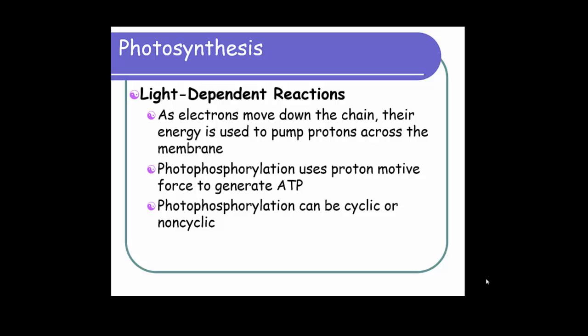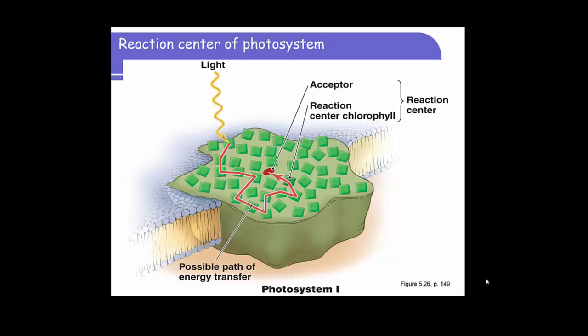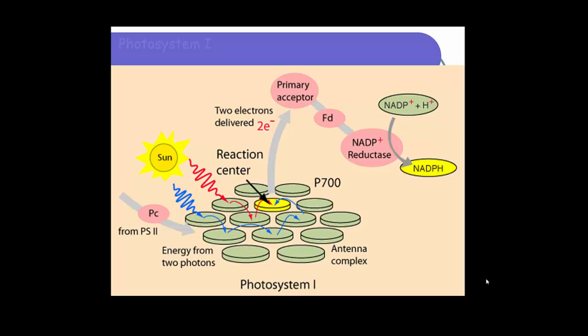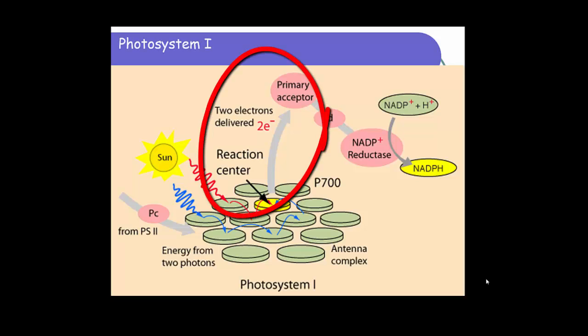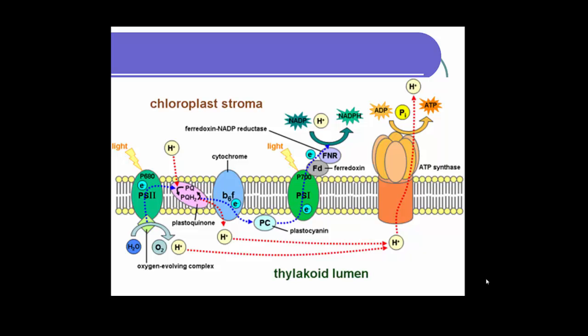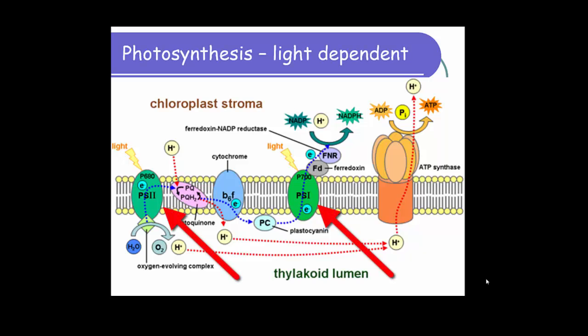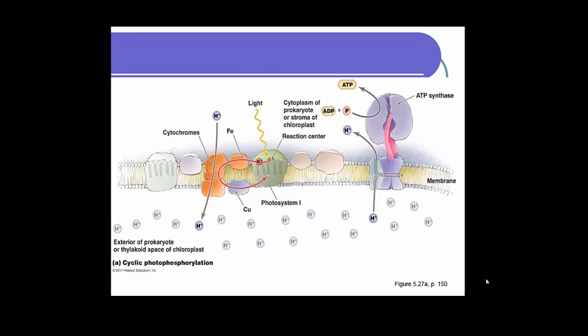Photophosphorylation can be either cyclic or non-cyclic, depending upon who is the final electron acceptor. Light strikes the chlorophyll and is bounced to the reaction center chlorophyll in the middle of the thylakoid. This excites chlorophyll, and the chlorophyll then will give up electrons to the electron transport chain. Here we can see photosystem 1 and photosystem 2. We'll talk about each of these separately.